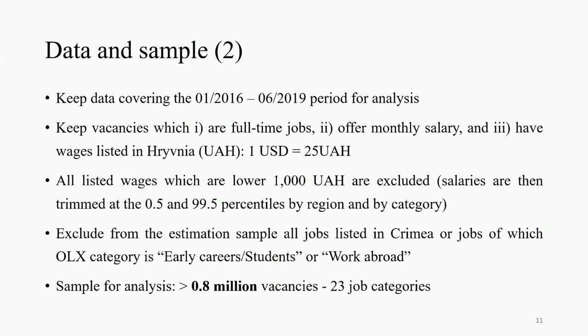Now, just a little bit more about our data. We have data from 2014 until June 2019, but because of the low coverage of the data in 2014 and 15, we decided to drop the data in 2014 and 15 from the analysis. And because we are interested in examining the link between wage and unemployment, we only keep vacancies which are full-time jobs, offer monthly salary, and have wages listed in the local currency. We also do some cleaning to make sure that we exclude outliers from the analysis. After cleaning, we have the final sample of more than 0.8 million vacancies belonging to 23 job categories for the analysis.